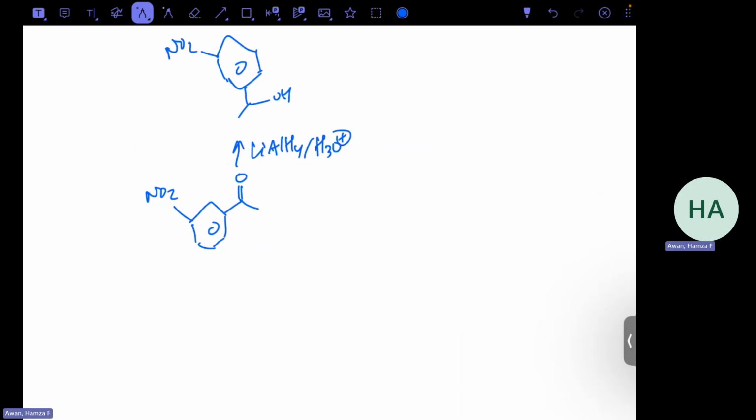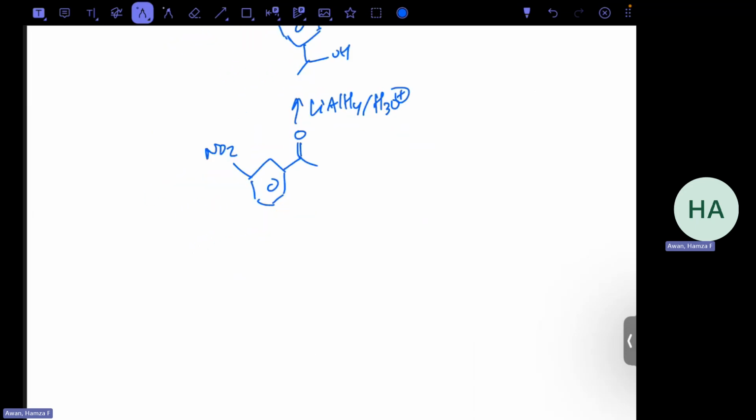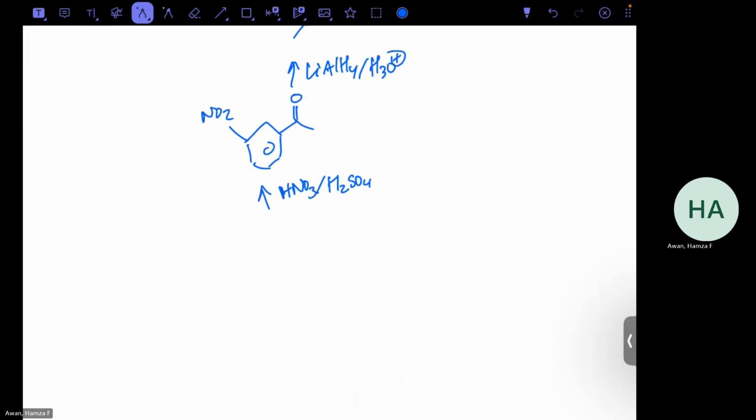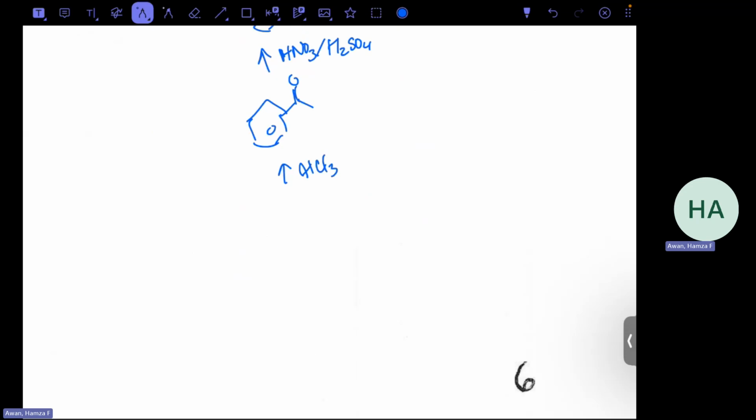And now we have 2 deactivators on the ring. So what we can do here is just take off the HNO3, right? HNO3 slash H2SO4. So now we have just our ketone on the ring. Now we can use Friedel-Crafts. So AlCl3, and our ring is now free. And we have our ketone with the Cl on one side, right?